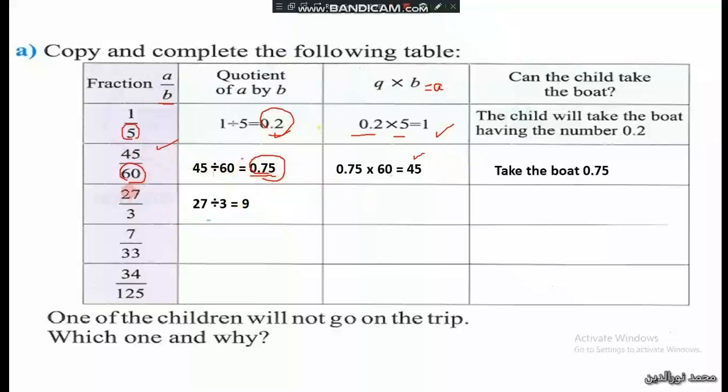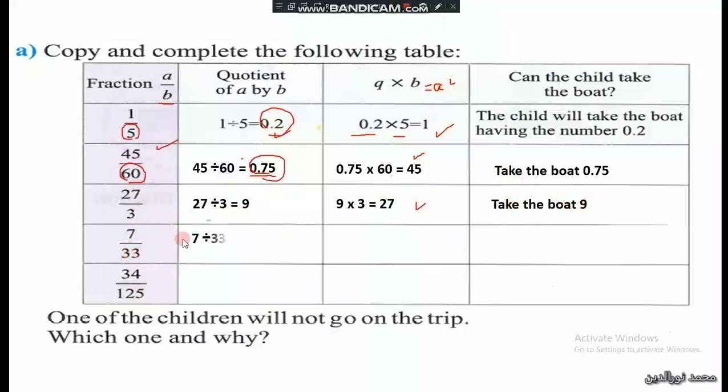And then 27 over 3. 27 divided by 3 is 9. And then 9 times 3 is 27. So yes, it equals A, and he or she takes the boat having the number 9.